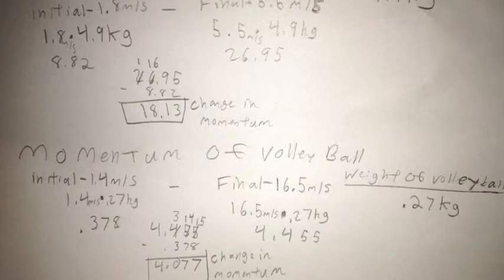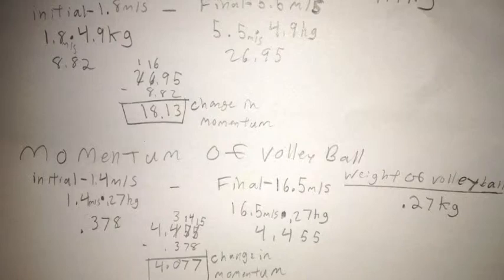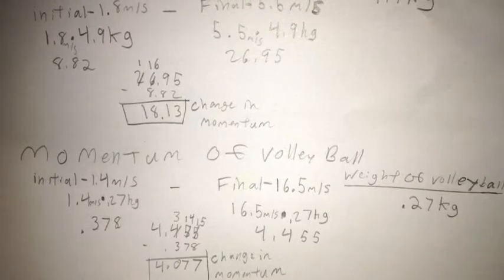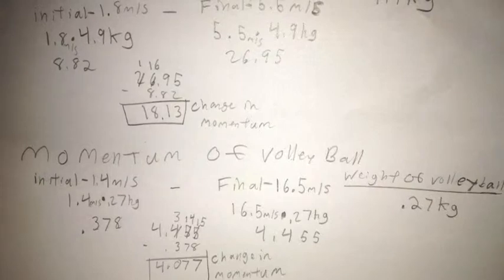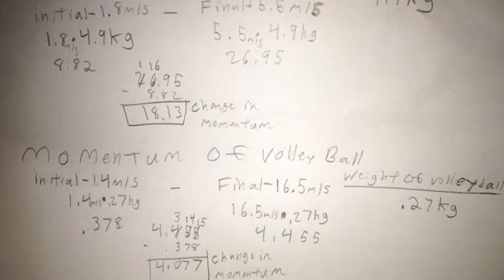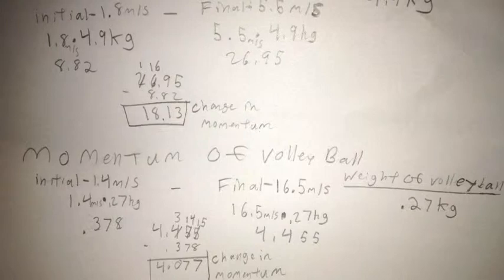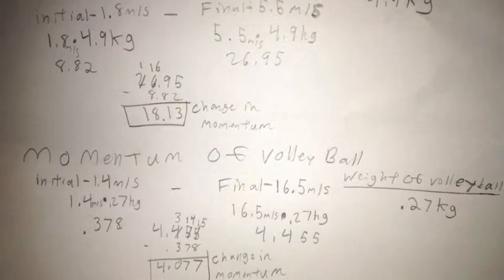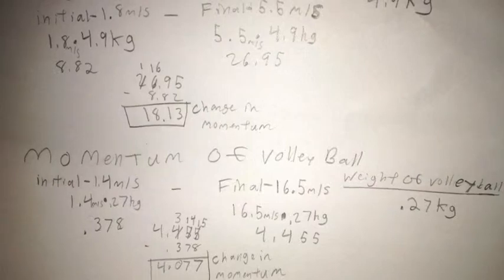We then found the initial velocity for the volleyball, which was 1.4 meters per second. Then we found the final velocity of the ball, which was 16.5 meters per second. With this math, it was pretty much the same thing. We did 1.4 meters per second times 0.27 kg, and our answer came out to be 0.378. For the final, we did 16.5 meters per second times 0.27 kg, and our answer came out to be 4.455.